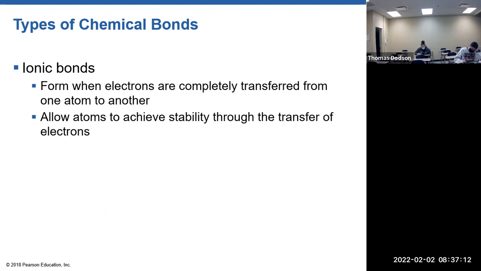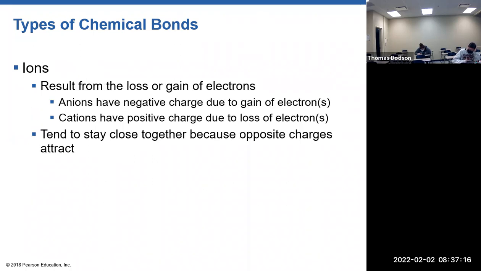So ionic is all about full transference, a full loss or a full gain of some electrons. When you have a negative charge because you gained electrons, you're considered to be an anion. And if you have a positive charge because you've lost electrons, you become a cation. They tend to stay close together because they have opposite charges.